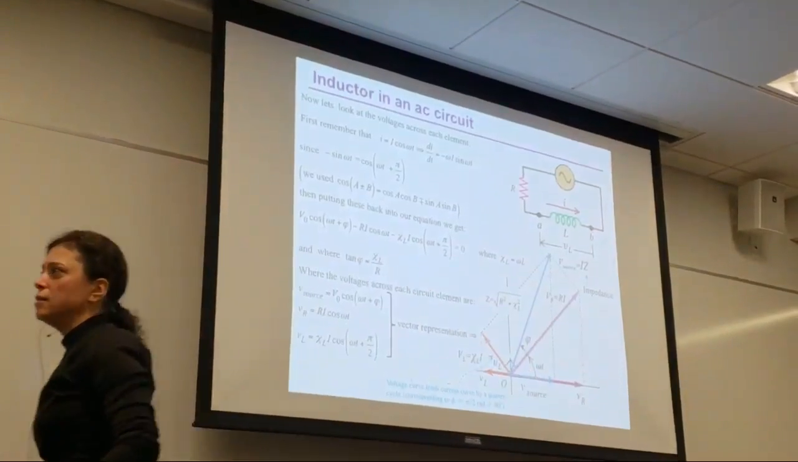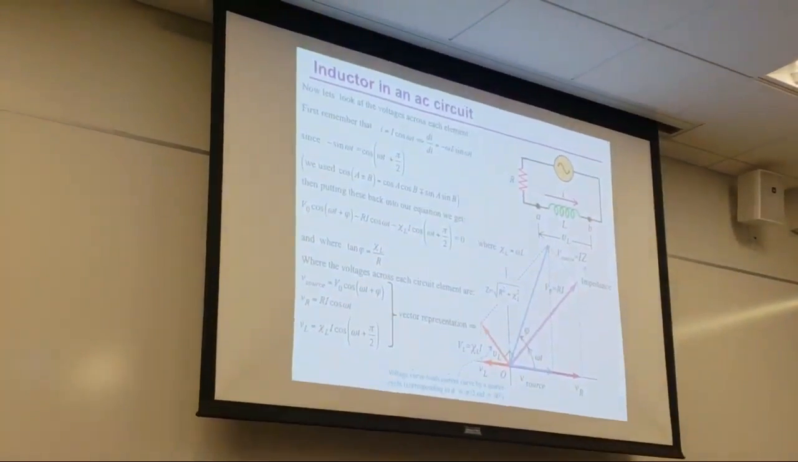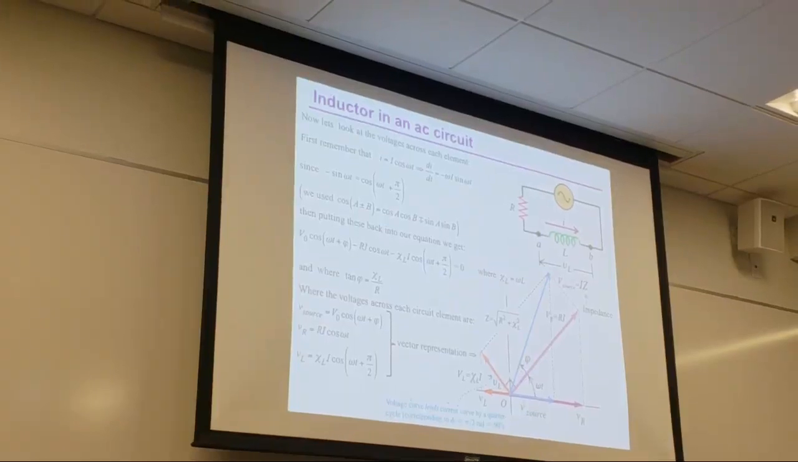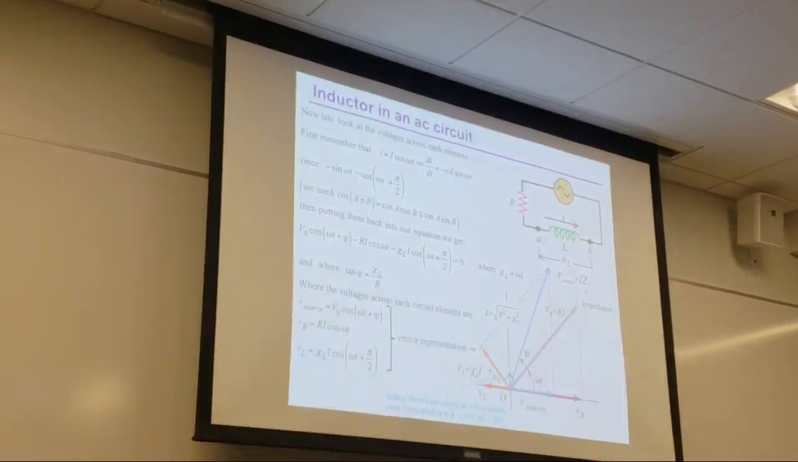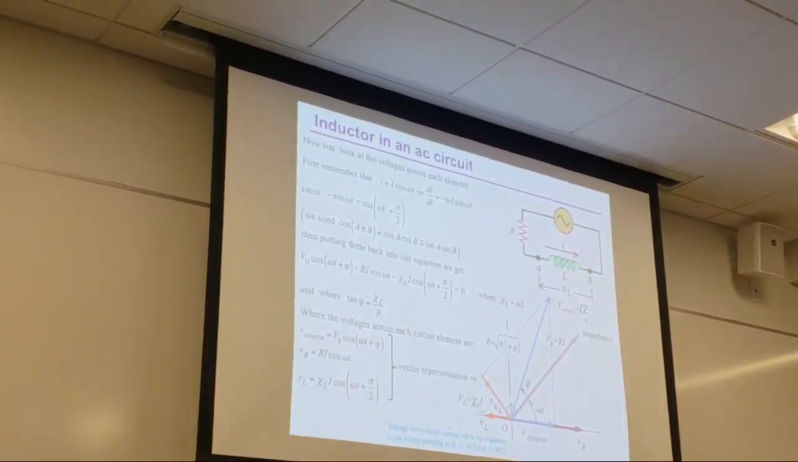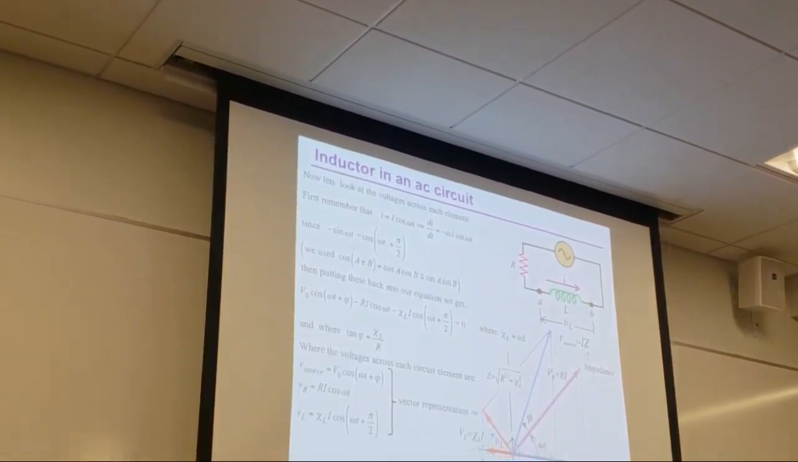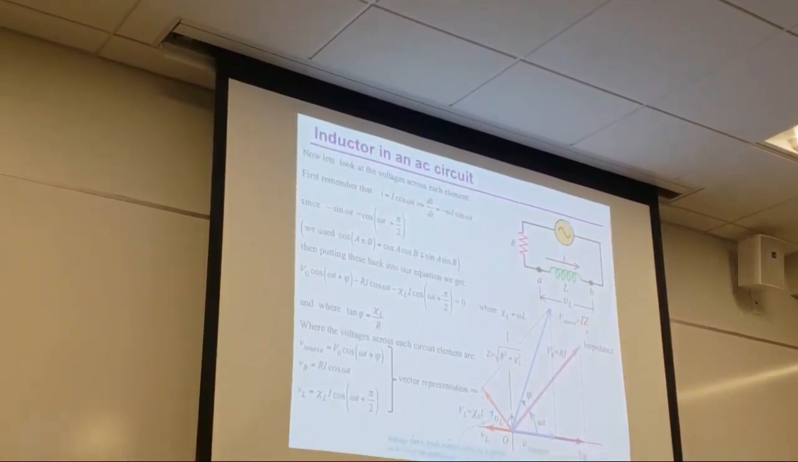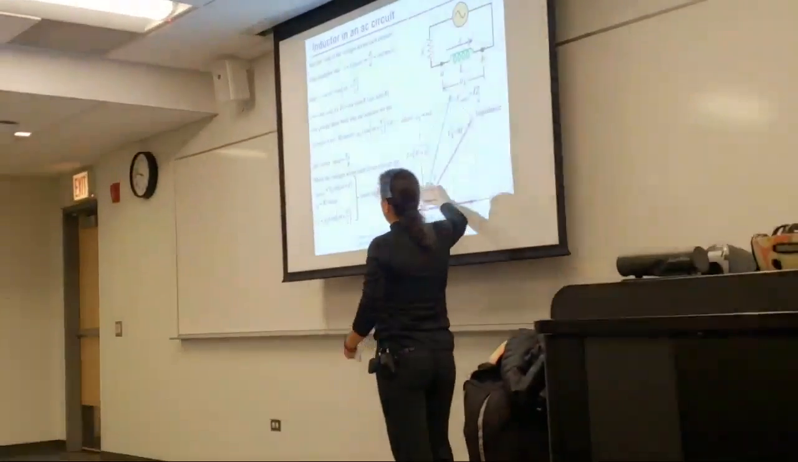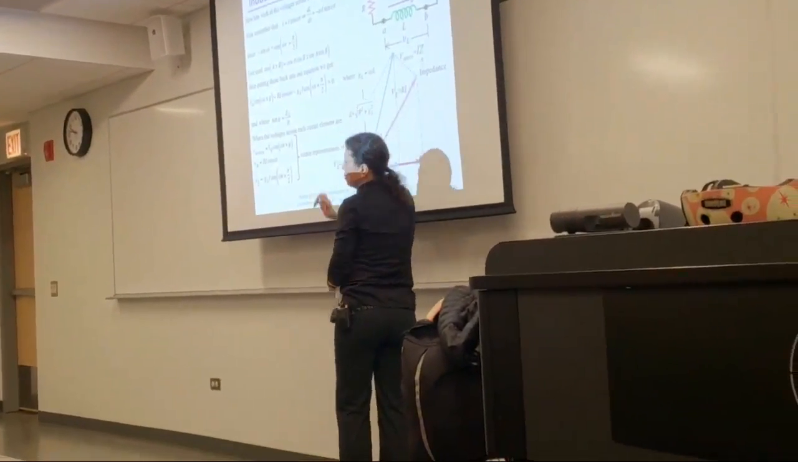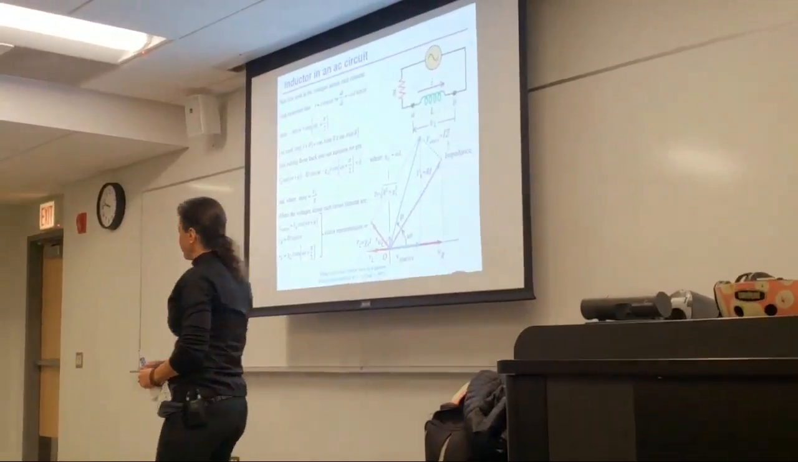In phasor space, since these are vectors, what this means is that the voltage across the resistor plus the voltage across the inductor, as vectors, gives me the voltage across the source, which would be this vector. And its magnitude has to be equal to V0.